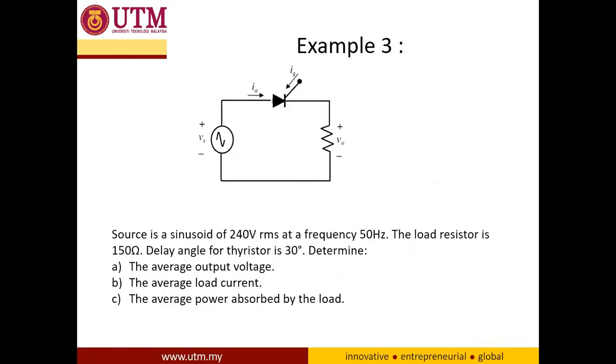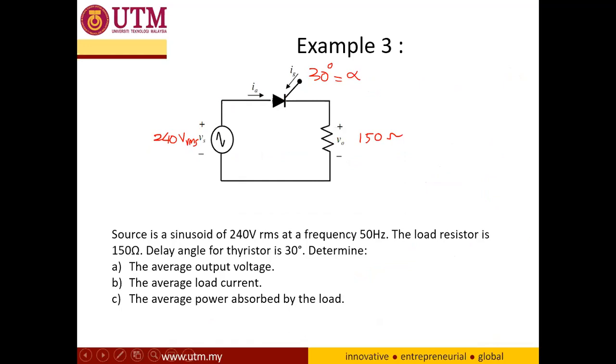So this is example 3. The source is a sinusoidal 240 volt RMS at frequency 50 Hertz. The load is 150 ohm. The delay angle given is 30 degrees, so this is your alpha. Determine the average voltage, average load current, and power absorbed by the load.